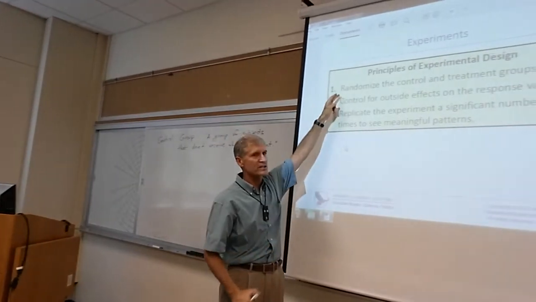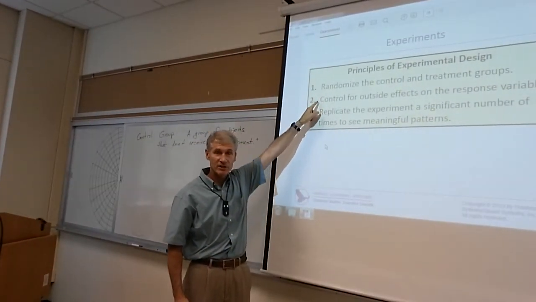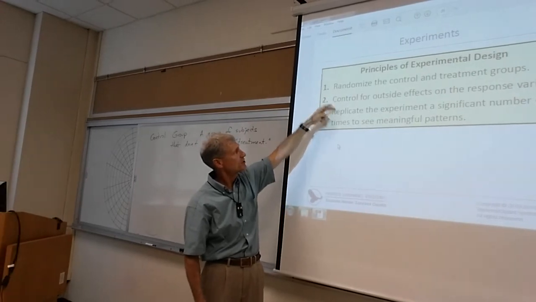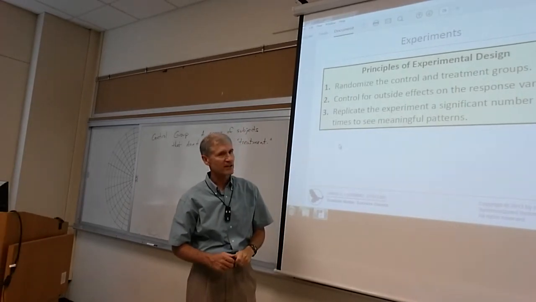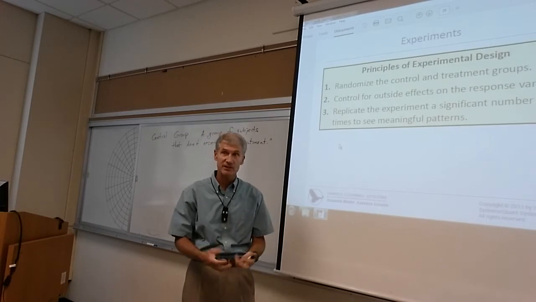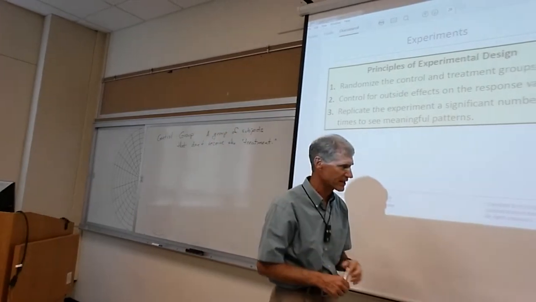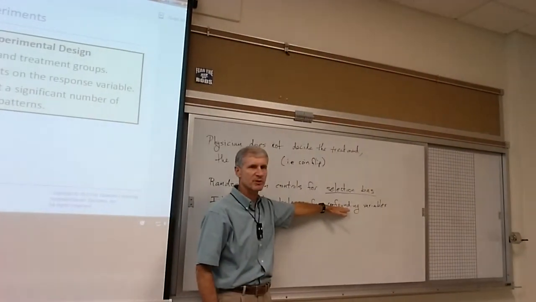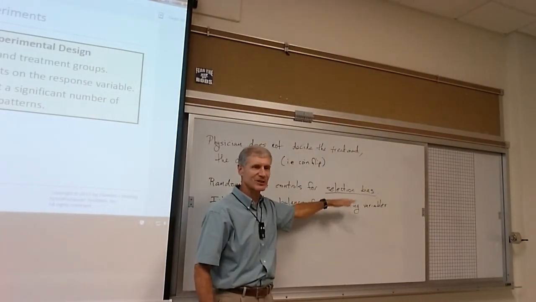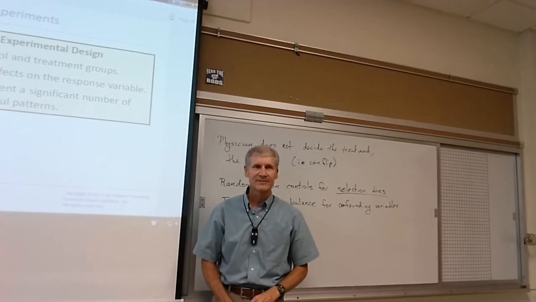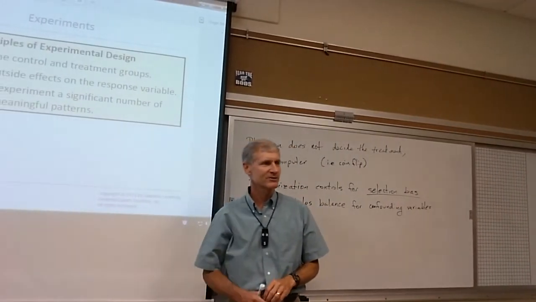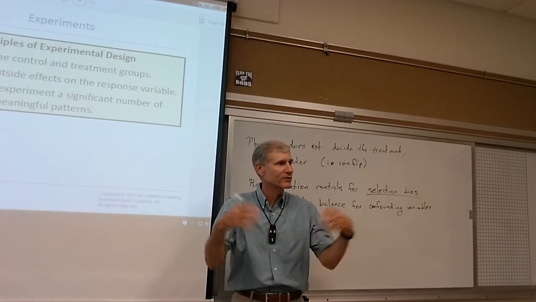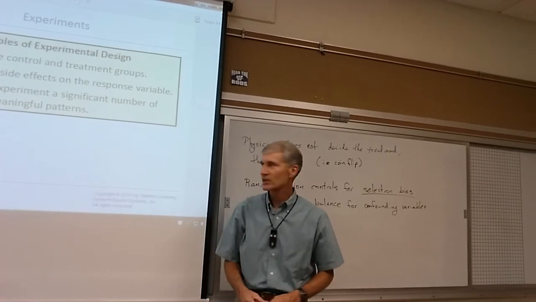So randomization is key to a good experiment. Okay? Then number 2 says control for outside effects on the response variable. So that's the things like smoking or gender or anything like that that could be an important confounding variable. You try to control those things as much as possible. We talked about the cholesterol experiment last time and getting the people that ate at McDonald's. I wasn't controlling for diet. So a good experiment would control for their diet, which is a confounding variable.